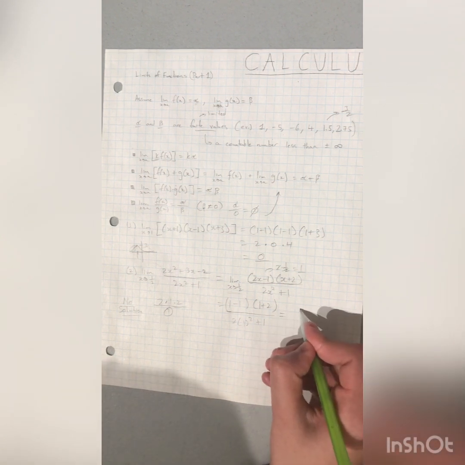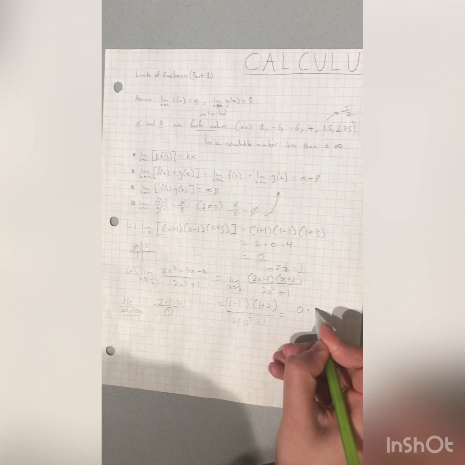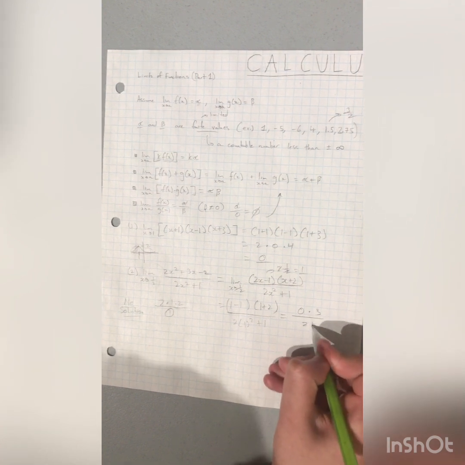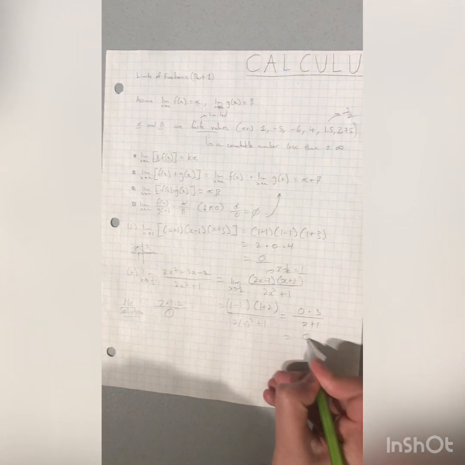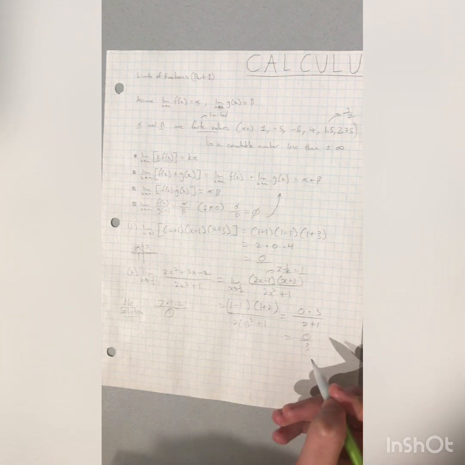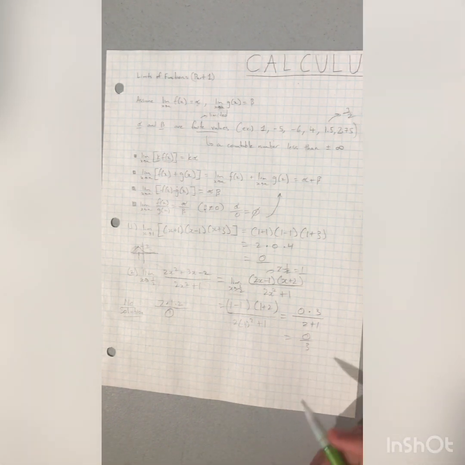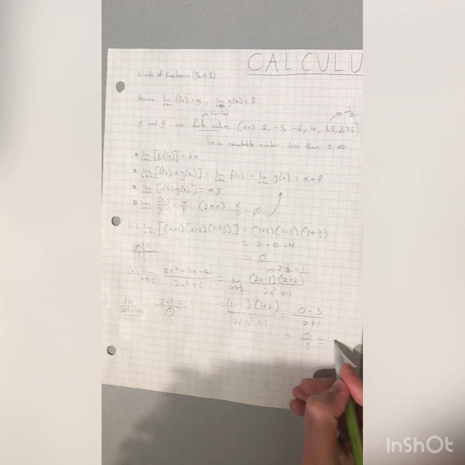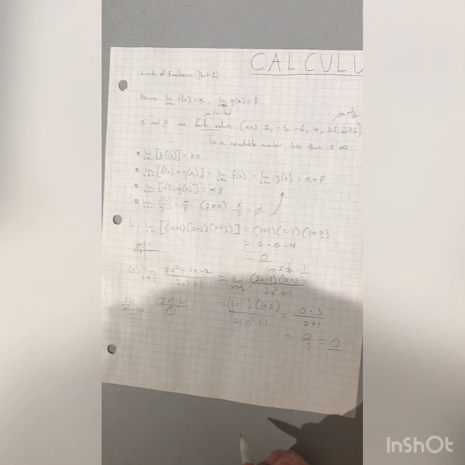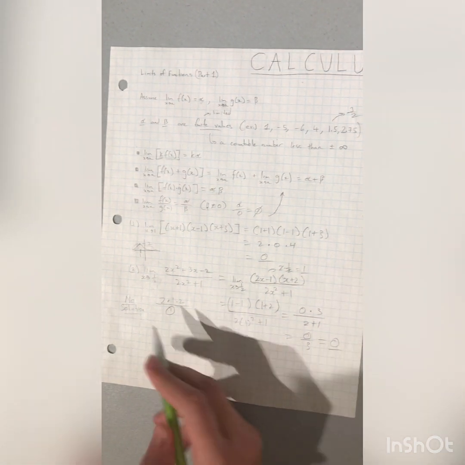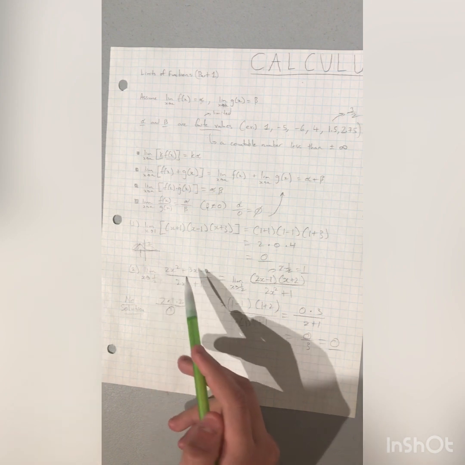So you have 0 times 3 over 2 plus 1. That's going to be 0 over 3. And since 0 is on the numerator, it equals 0. So yeah, that's how you apply it into functions.